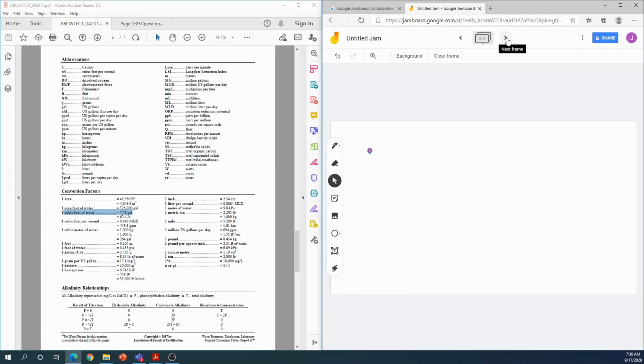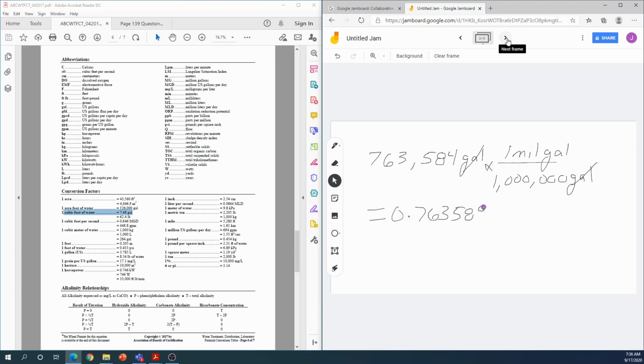So we have 763,584 gallons times 1 million gallons. There is 1 million gallons of water. Gallons cancel gallons. We're left with million gallons. And this is just equal to 0.763584 million gallons.